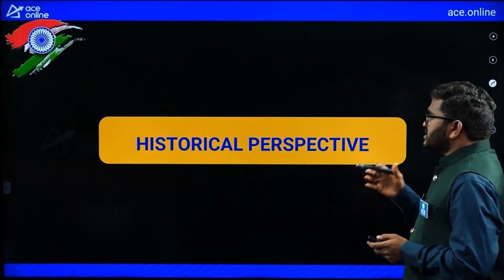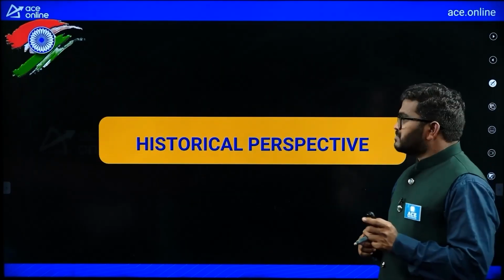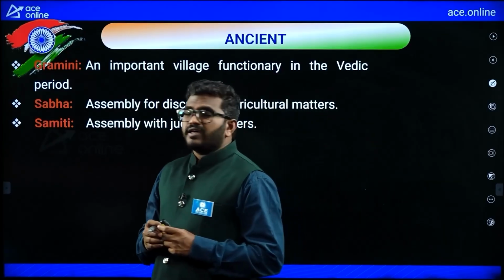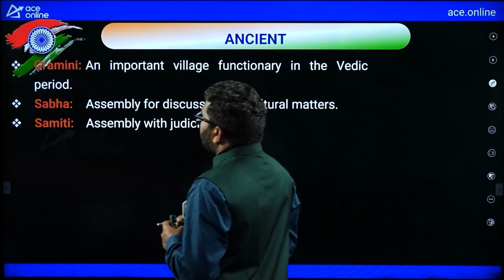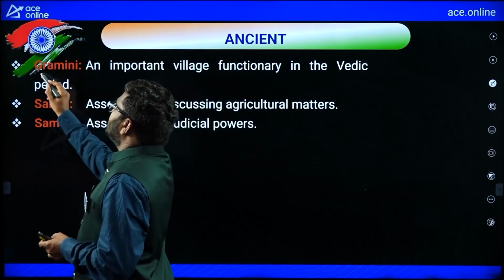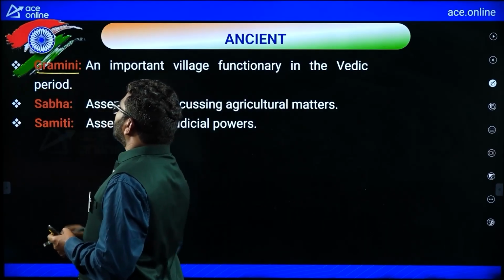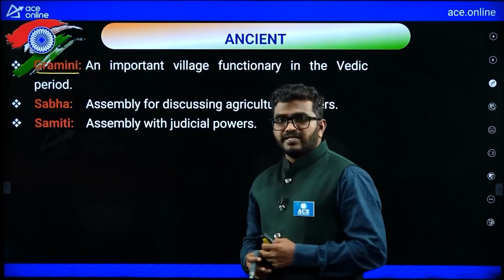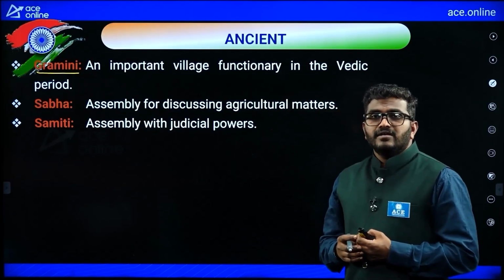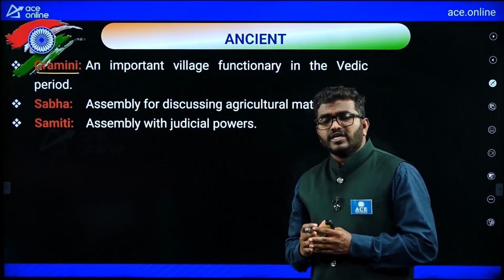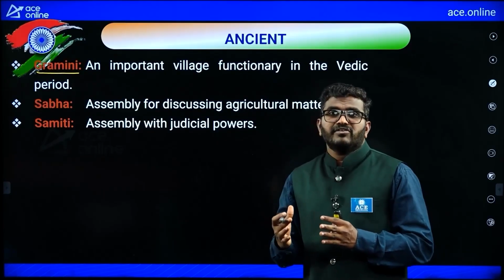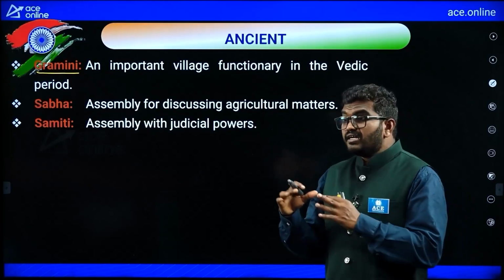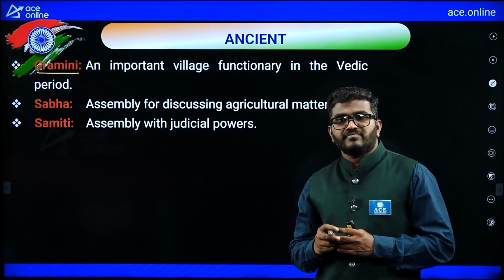Next, historical perspective we will see. Now you can see in ancient India, Gramini. Gramini is a word. Gramini is nothing but an important village functionary in the Vedic period. In the Vedic period, the Gramini is there. You can say a person, we can say a group of members, they'll sit at one place and they'll discuss important functions.